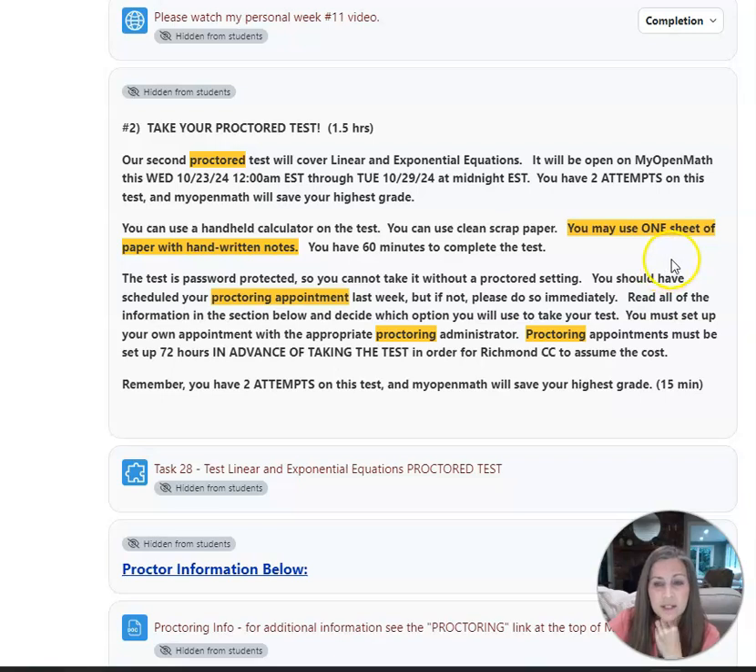You have 60 minutes to complete the test. I might have to extend that since I gave you 2 attempts. So I'll extend that to an hour and a half. You can use a handheld calculator and you can use a clean sheet of paper, 1 sheet of paper with your handwritten notes. Okay. If you have any questions, actually I'm going to keep that at 60 minutes. It's 60 minutes per attempt. So 60 minutes for your first attempt, 60 minutes for your second attempt. If you have any questions, let me know.